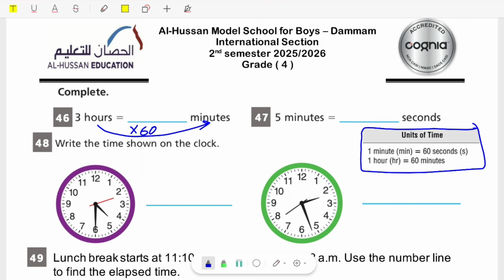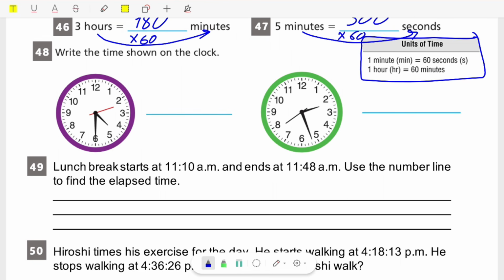So it will be 3 times 60 equals 180 minutes. The next one, multiply by 60. So it will be 5 times 60 equals 300 seconds. So it's so easy now. To convert from hours to minutes, we multiply by 60. From minutes to seconds, multiply by 60. Easy.